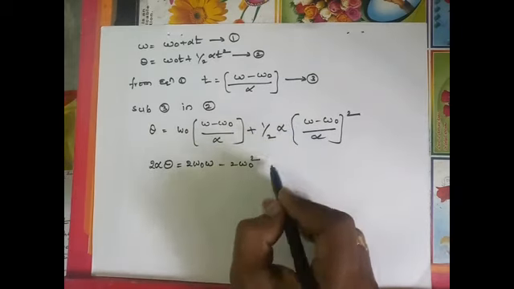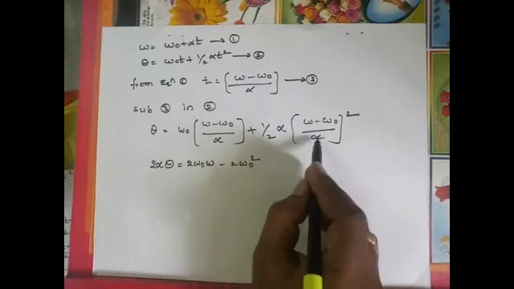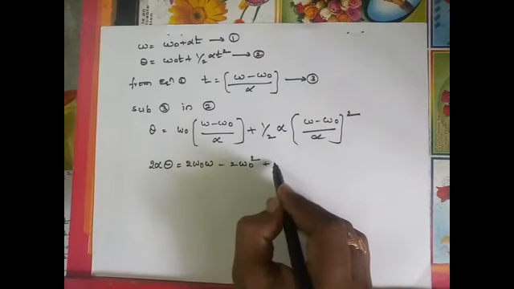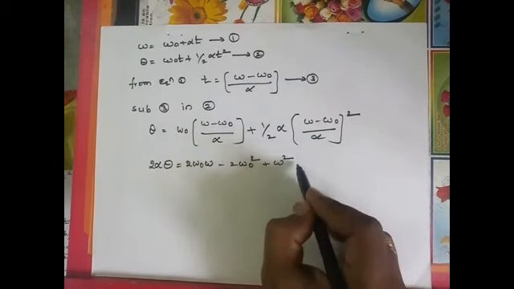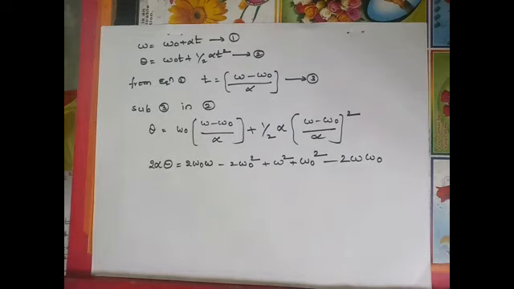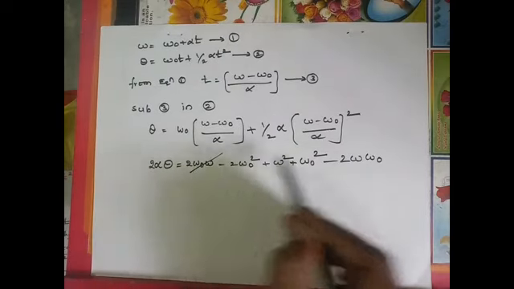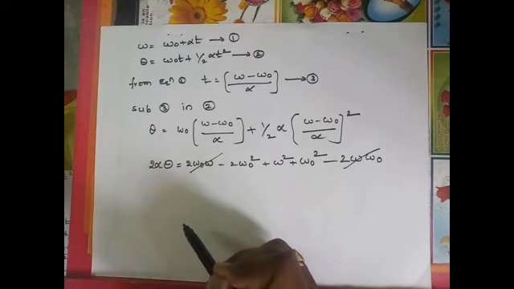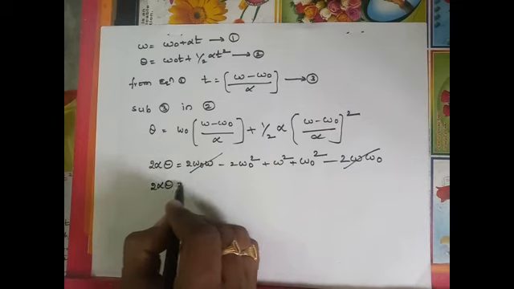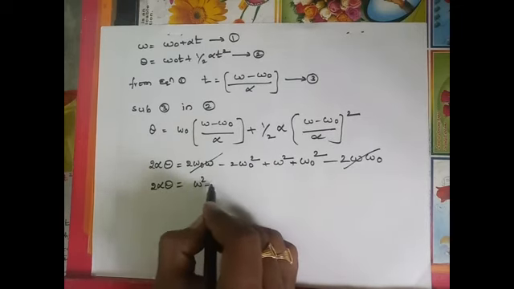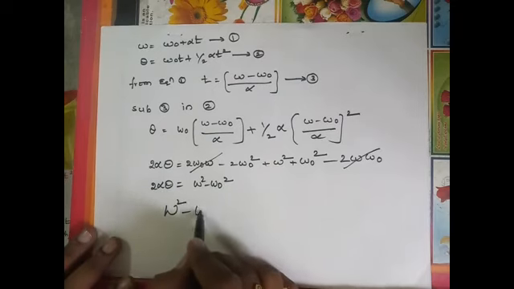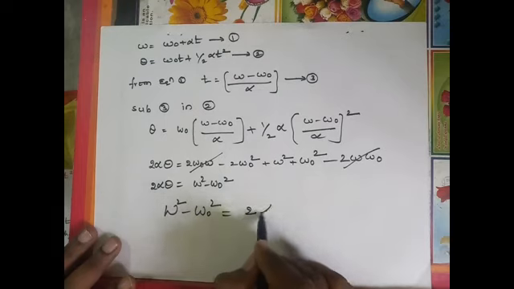Here one omega cancels, and finally we have the term omega square plus omega naught square minus 2 omega naught square. So this cancels, and we get 2 alpha theta equal to omega square minus omega naught square. Finally we have omega square minus omega naught square is equal to 2 alpha theta.